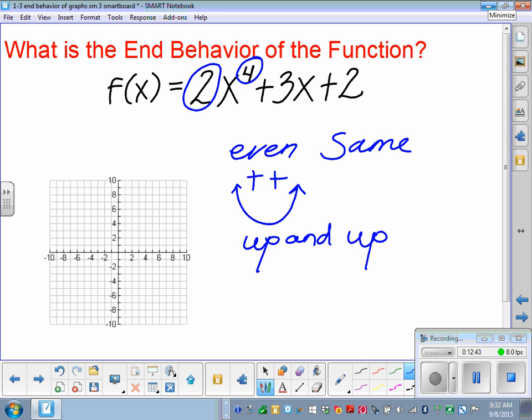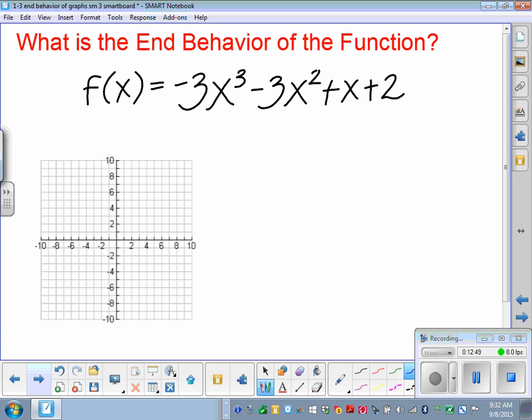Now, you didn't have to graph it. It was just so that it kind of looked like that. So we do know it was up and up. Okay, let's do another one really quick.